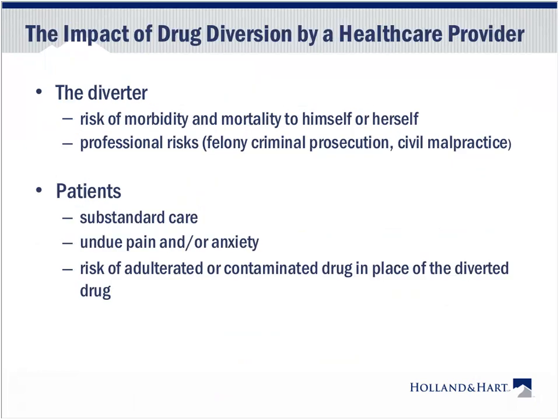So those were just in general what the consequences are. Let's talk about the impact of drug diversion when it's done by a healthcare provider. And we're going to talk about 4 different areas of impact. The first, of course, is to the diverter. There's the risk of morbidity and mortality to himself or herself. Obviously, taking drugs that are not prescribed to the healthcare provider increases risks of harm to themselves. There are professional risks. There's the felony criminal prosecution, civil malpractice, licensing issues, lots of impact on the diverter if and when they're caught. For the patients, the impact is substandard care.